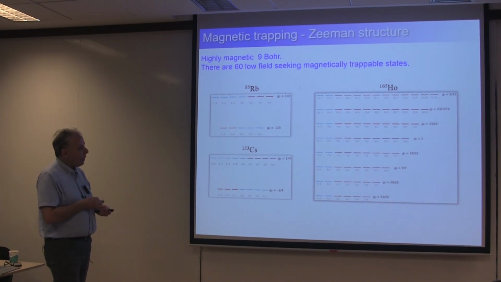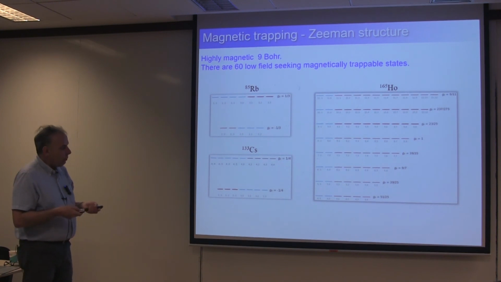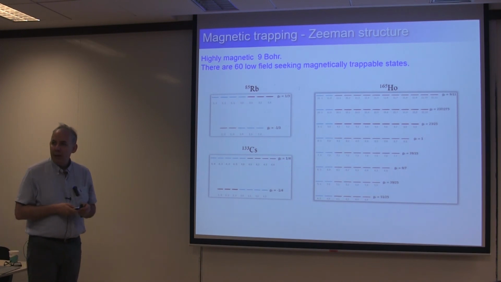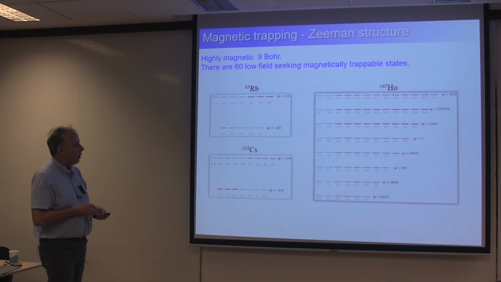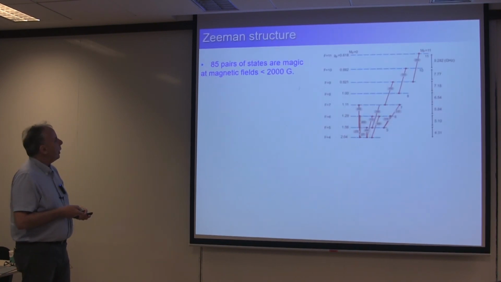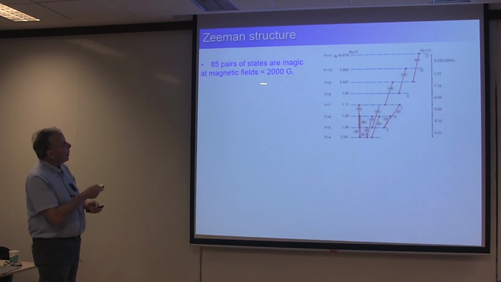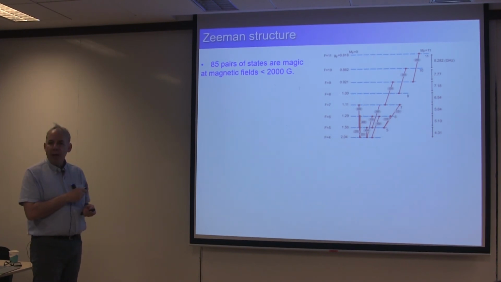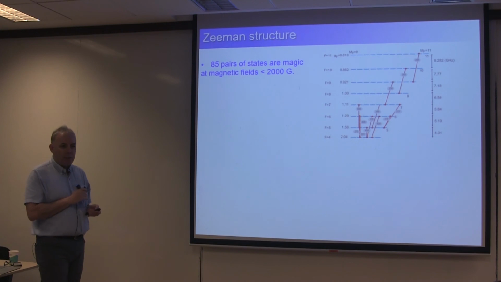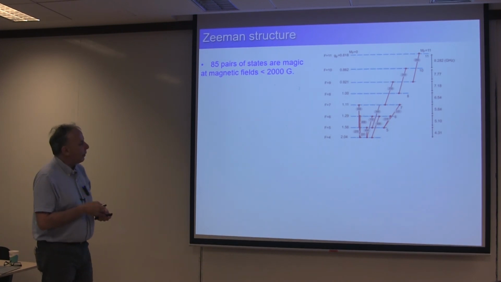So we've calculated the Breit-Rabi spectrum for holmium and identified pairs of states that have the same Zeeman shifts and therefore can give good coherence properties, so-called magic trapping conditions. And there's 85 pairs of states that are magic at magnetic fields under 2,000 Gauss. Well, we don't want to work at that high a field. That's inconvenient for making an array.